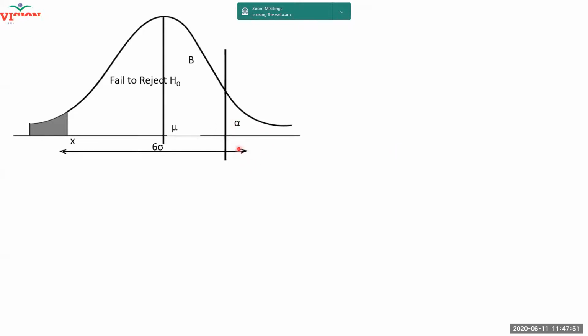Now my process value is falling here. The test value is falling here. That means the area is more than alpha. The P value is more than alpha. Therefore, I accept the null hypothesis. I fail to reject the null hypothesis.